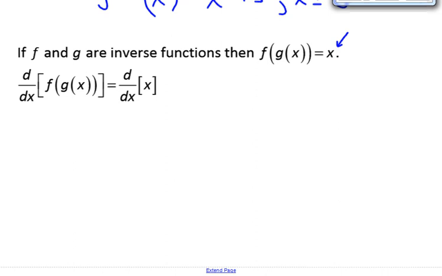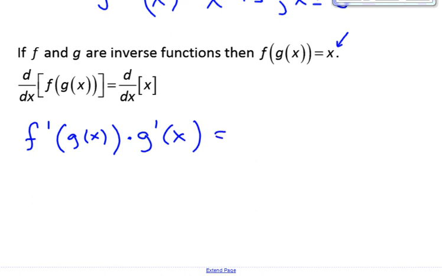So here I'm taking the derivative of the composition of f and g, keeping in mind that f and g are inverses of each other. So the derivative of a composition will be f prime of g of x, and then times g prime of x. And then the derivative of just x will be simply 1.